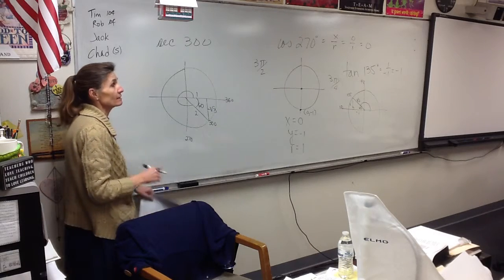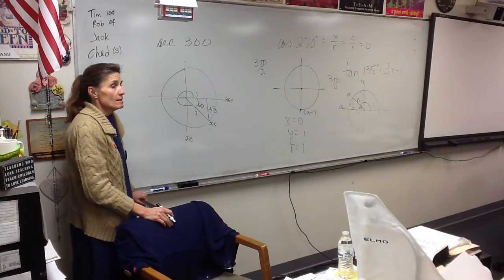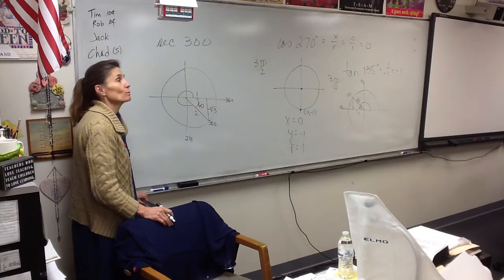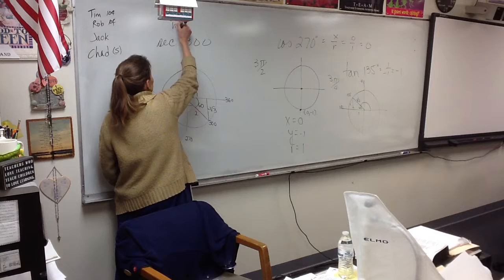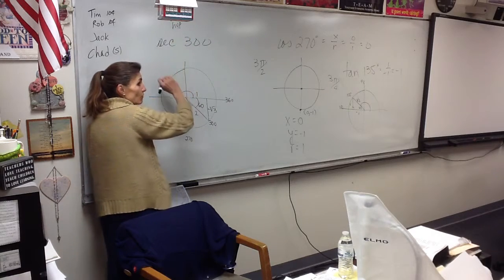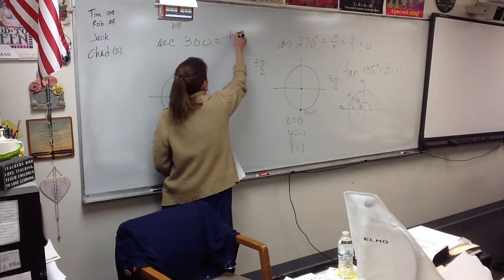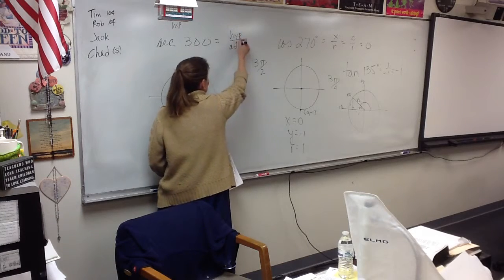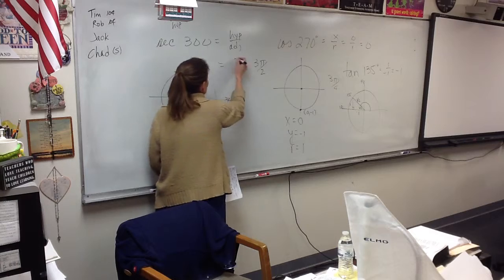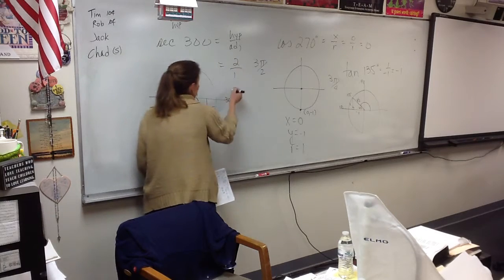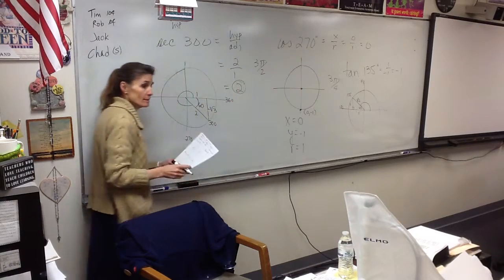I want the secant. Oh shoot, what's secant? Secant is the reciprocal of cosine. So cosine is adjacent over hypotenuse. So this will be hypotenuse over adjacent. So hypotenuse is 2, and adjacent is 1, so the answer is 2.